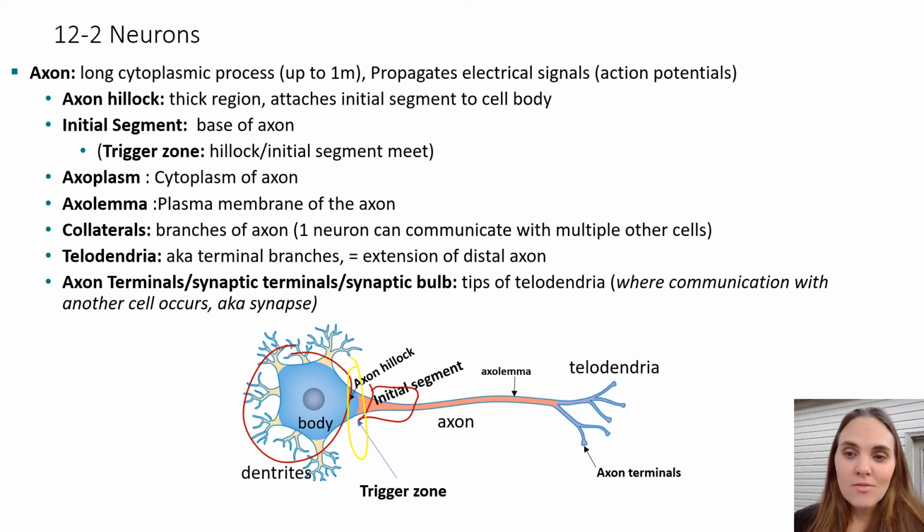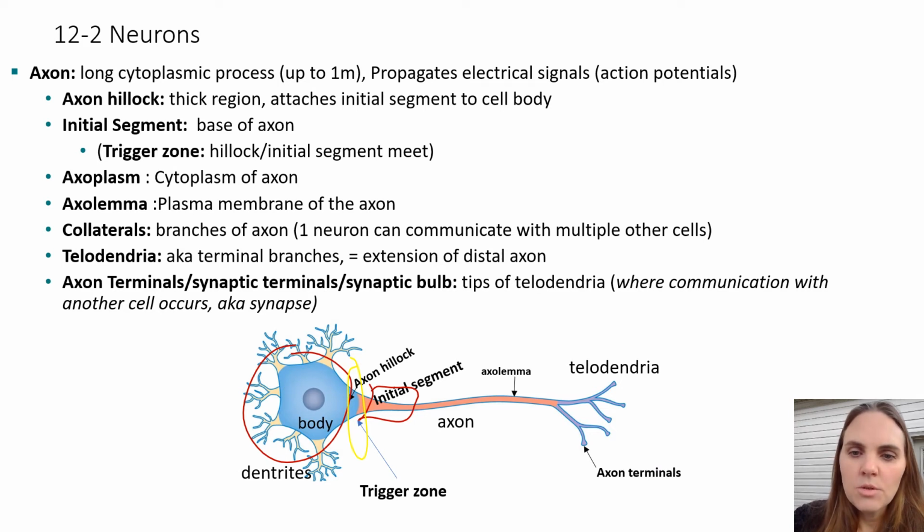We have a special name for the cytoplasm within the axon as well. Anatomy likes to have special names for everything. So the cytoplasm within the axon is called the axoplasm. And then the plasma membrane on the axon is called the axolemma. We can also have what are called collaterals, which are branches coming off the axon, and that allows one neuron to communicate with multiple other cells.